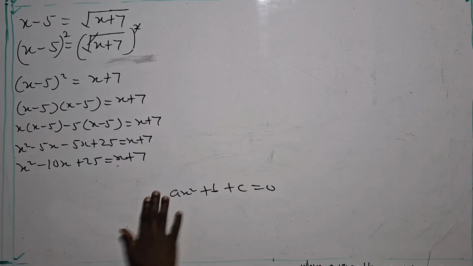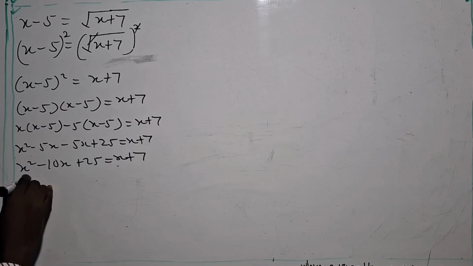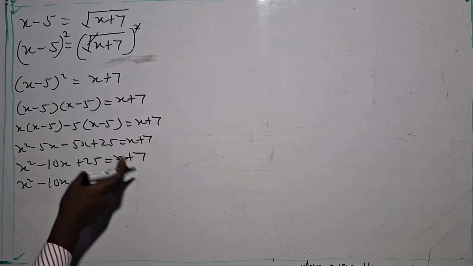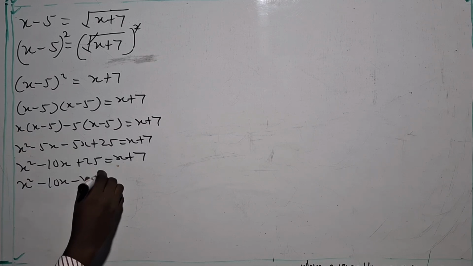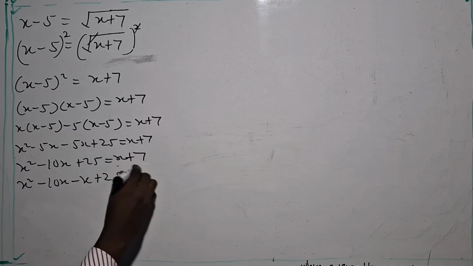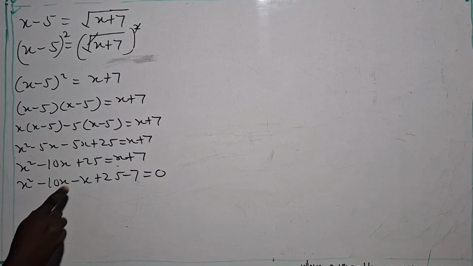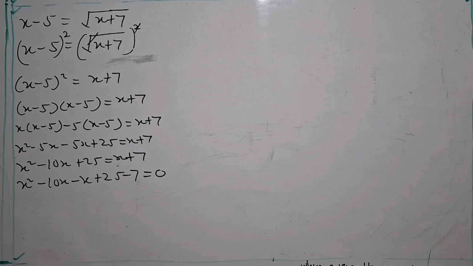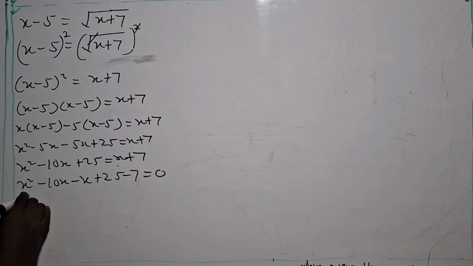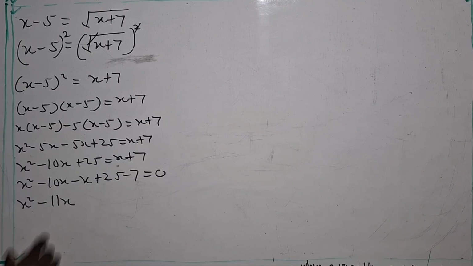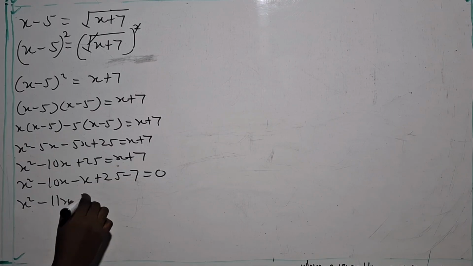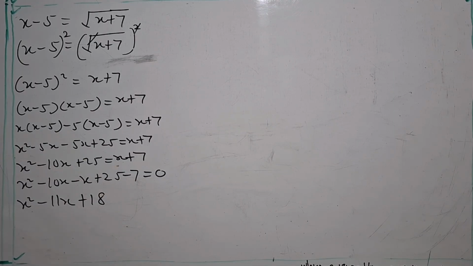In grouping like terms, we are going to have x squared minus 10x, then this x will come here, minus x, then plus 25, and the 7 will also cross here, minus 7 is equal to 0. So x squared minus 10x minus x plus 25 minus 7 is equal to 0. This gives me x squared, negative 10x minus 1x gives negative 11x, and positive 25 minus 7 gives positive 18, which is equal to 0.